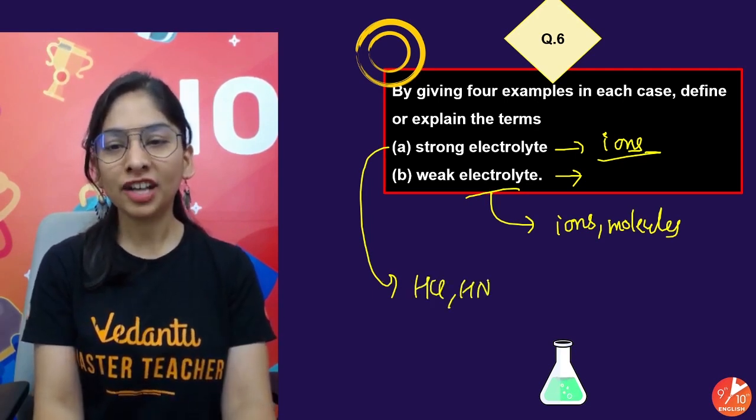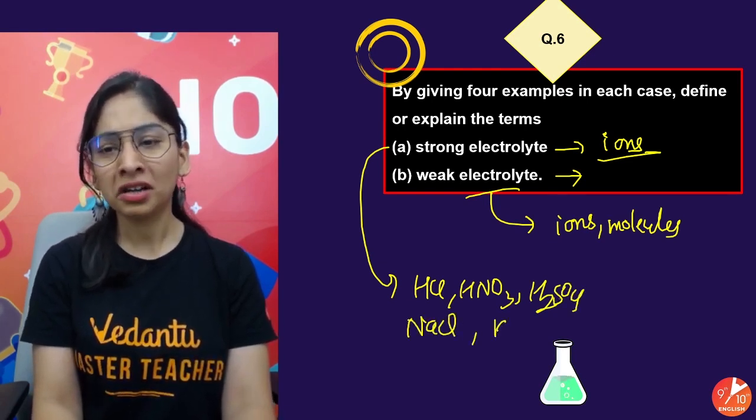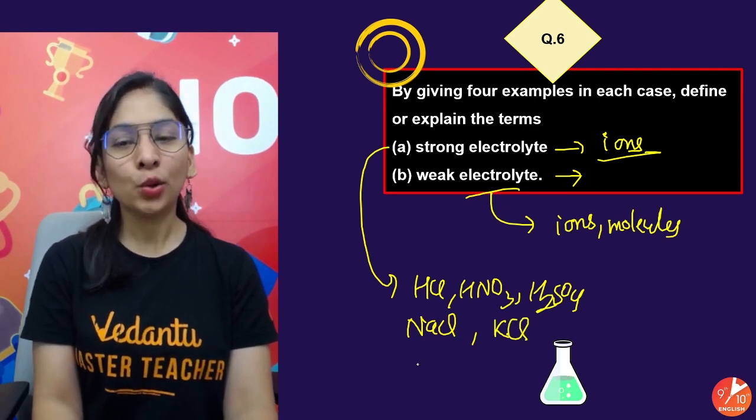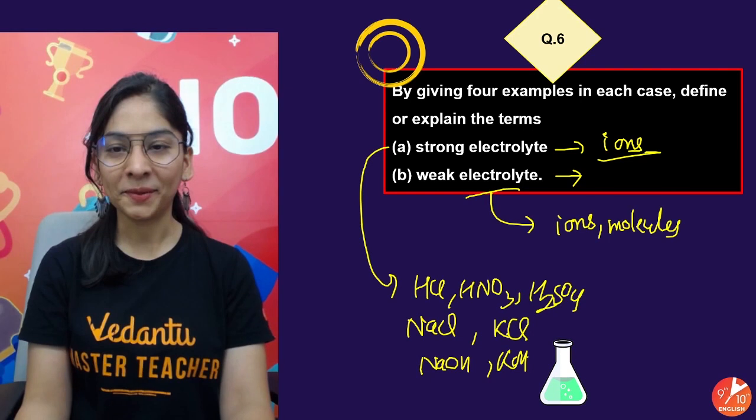like HCl, HNO3, H2SO4 in diluted form. You can take NaCl, you can take KCl, you can take NaOH, KOH. I have given you plenty of examples.